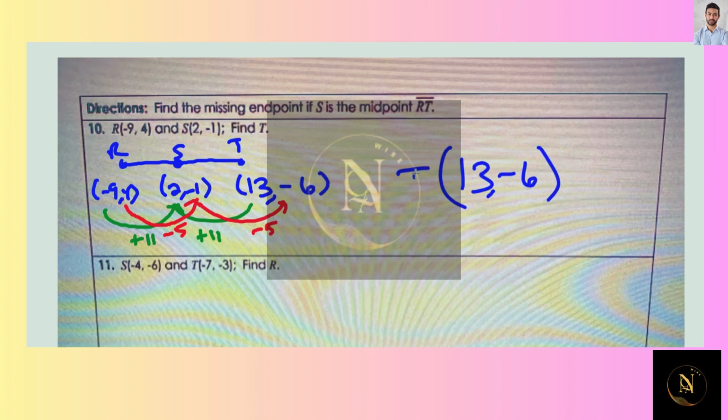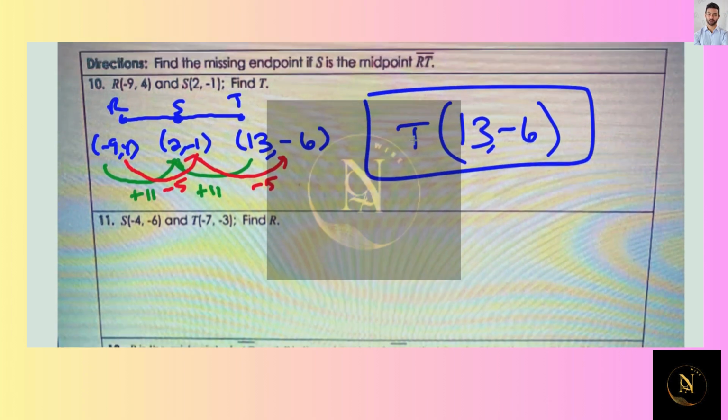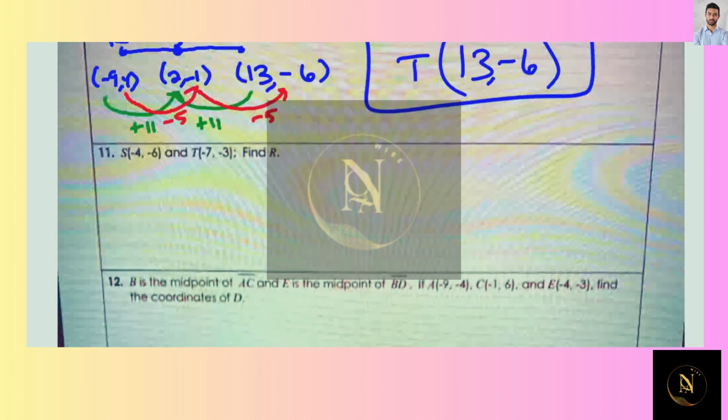Okay, and then for the Y coordinates, going from 4 to -1 is going down 5. Do it again, going down 5 again from -1. -1 minus 5 is -6, so (13, -6) should be point T. Again, S is the midpoint of RT.